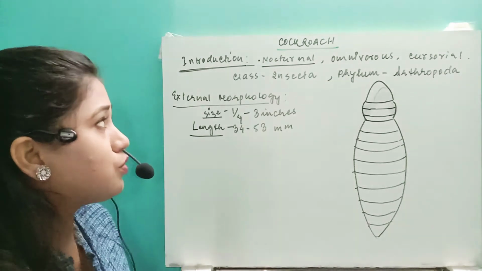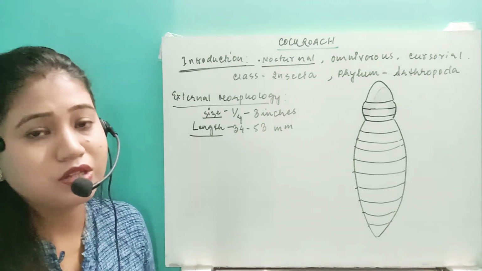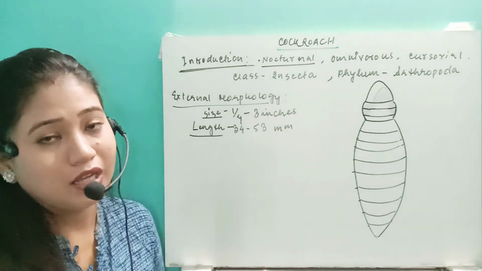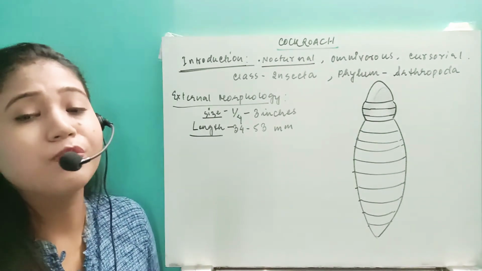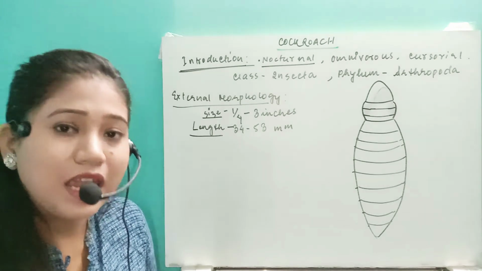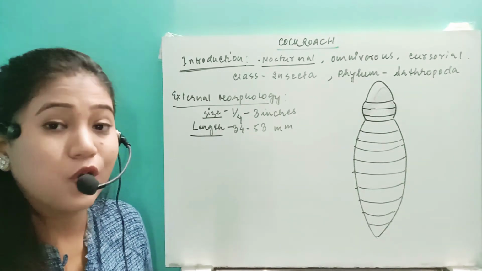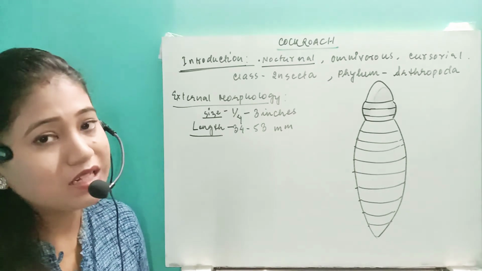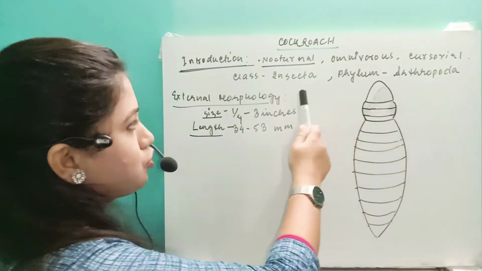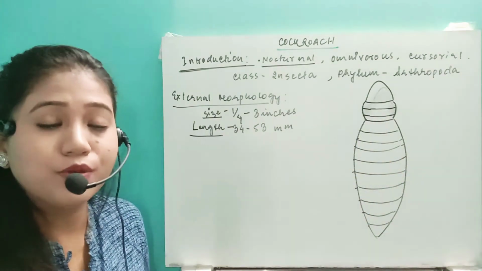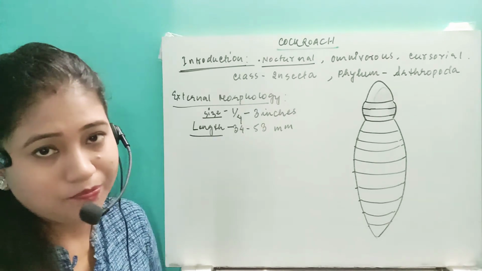Now if it comes to the class, it is Insecta. The class Insecta means how we are able to divide this class, because in this group of organisms, Insecta, they bear 3 pairs of legs. In case of cockroach also they have 3 pairs of jointed legs. That's why it comes to the phylum Arthropoda. So here the phylum is Arthropoda, class is Insecta. I hope you understand why it is known as Insecta and why it is Arthropoda.